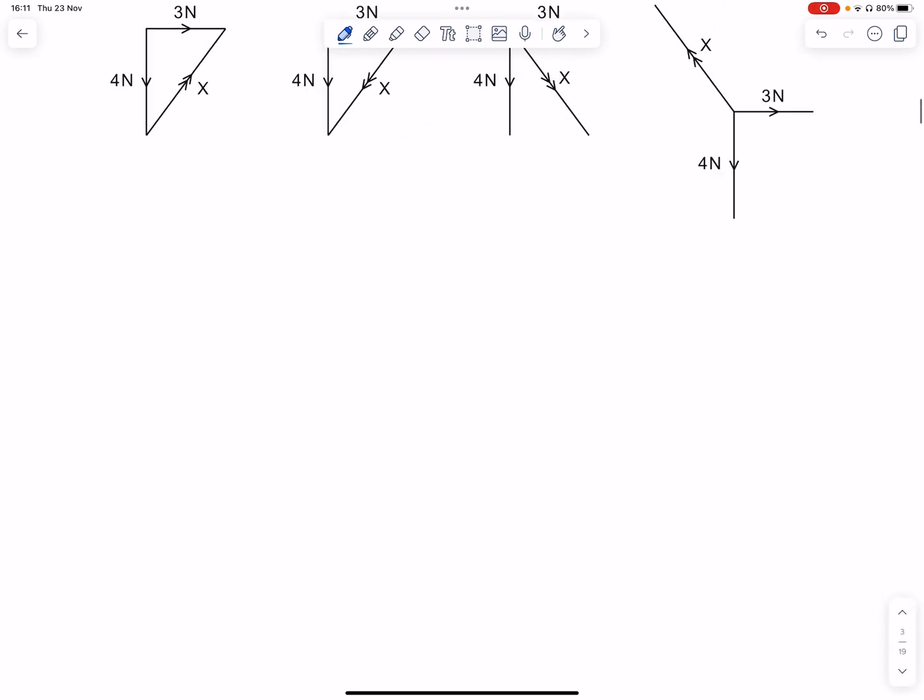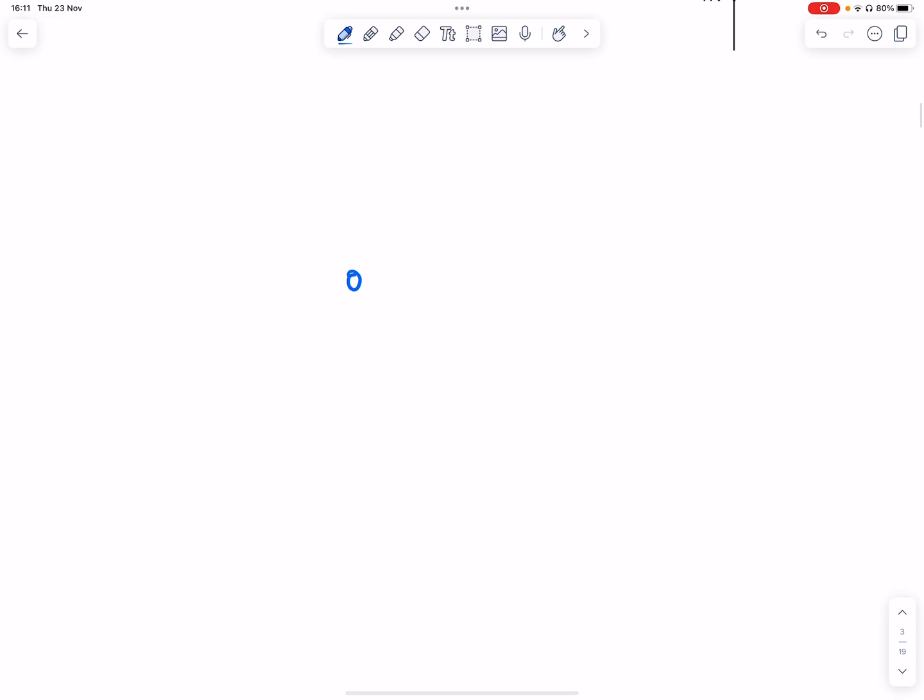So before we look into the options, I want you to consider something. Consider you have a small ball and you apply a force of 4 newtons to the ball upwards, and at the same time you apply a force of 3 newtons to the ball to the right. Essentially, where do you think the ball is going to end up traveling? We can use the parallelogram method to help us figure this out.